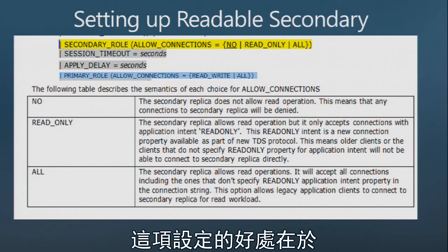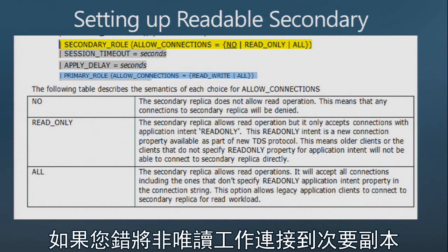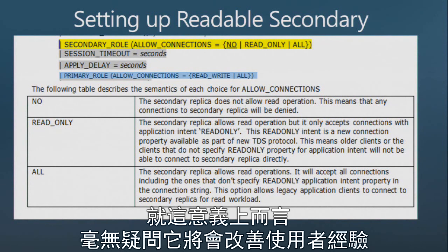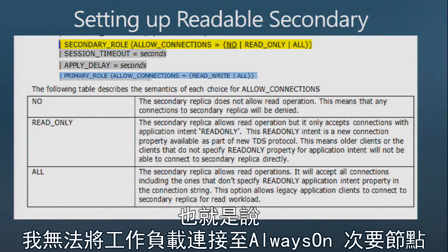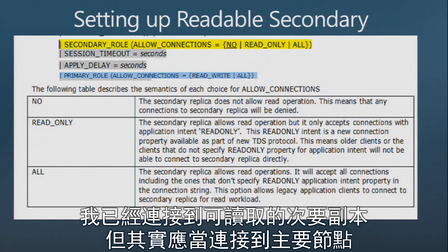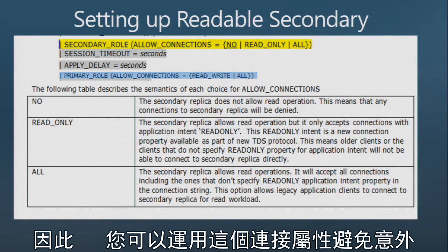Now the benefit of that one is, if you were by mistake connected a non-read-only workload to the secondary replica, and for that you did not set the intent to read-only, it will deny that. And what happens is this makes the customer story a little better in the sense there is no surprise. It's not like I was able to connect my workload to a node in always-on topology, and after a few minutes or after some time I find out, oops, I connected to the readable secondary. I should have connected to the primary node. So you can use that connection property to avoid surprises.